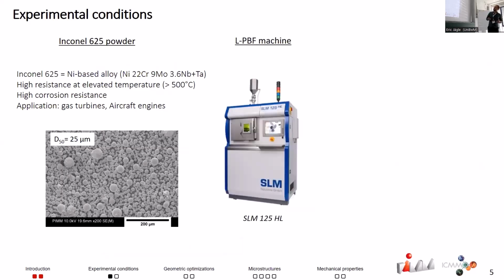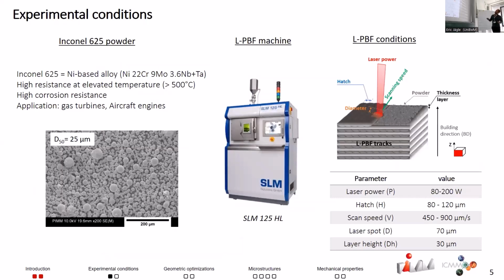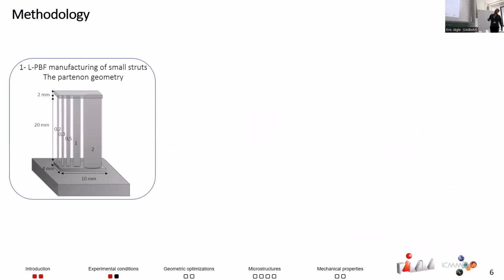The machine that I use is an SLM 125HL, and here are the parameters that I have, with different ranges of laser power and different ranges of scan speed. For the methodology, it's pretty classical. So first I've made this object. I have my cylinders between two supports. That's why I call it the Parthian geometry.